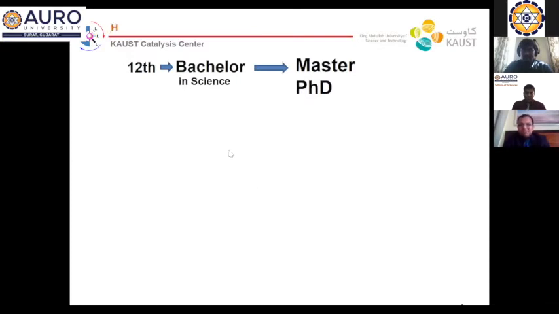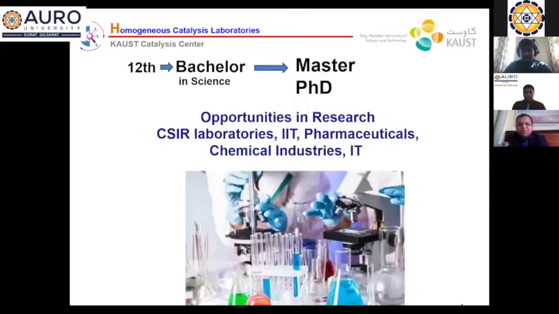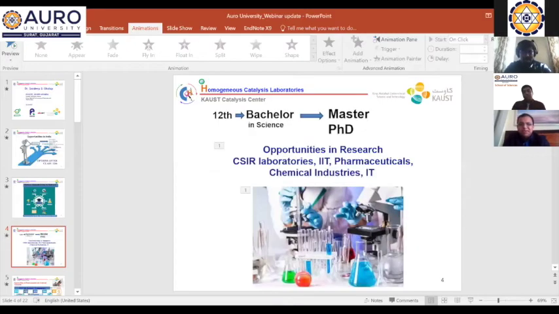After the 12th standard, if we choose a bachelor in science, then we can do a PhD and go to a higher level, a master's, and after the PhD go for higher research. After a PhD and master's, you will have opportunities in research. There are more CSR laboratories now being developed, and well-developed laboratories throughout India. You can even go to the IITs, the Indian Institutes of Technology, and various pharmaceutical and chemical industries and IT. These are major resources and facilities where we can build our careers, go to these institutes to get experience and internships, and take your knowledge forward.